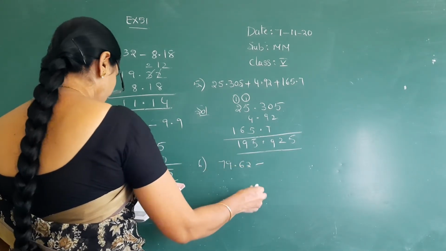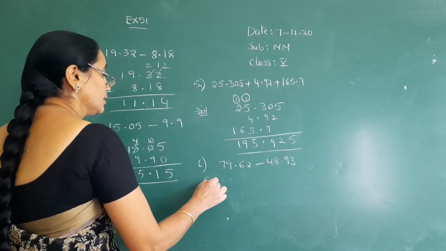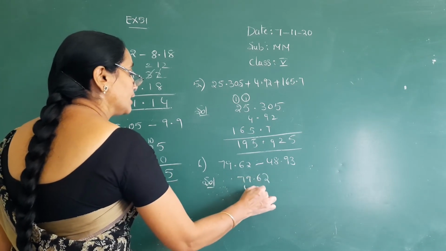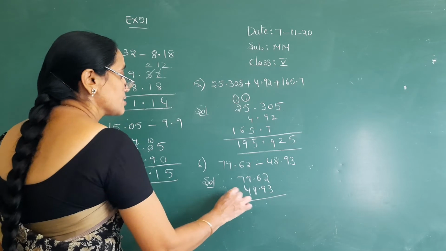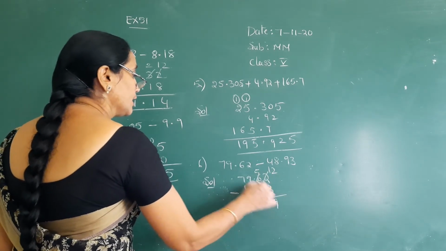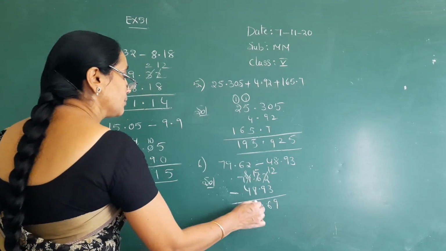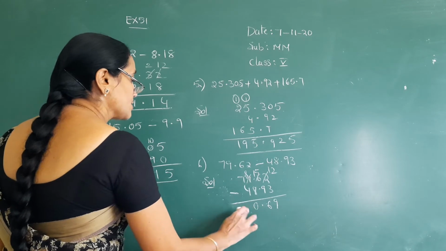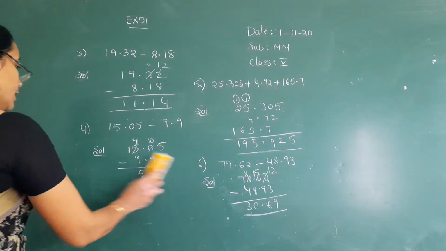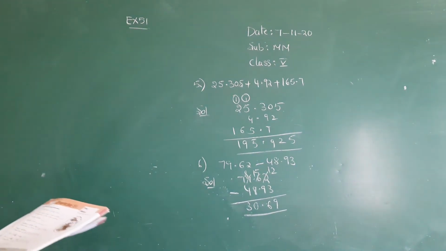79.62 minus 48.93. 79.62, 48.93. So take borrow here, 12 minus 3, 9. Again you have to take borrow, it is 15. 15 minus 9, 6, 8 minus 8, 0, 7 minus 4, 3, 30.69. See the next problem, seventh problem.